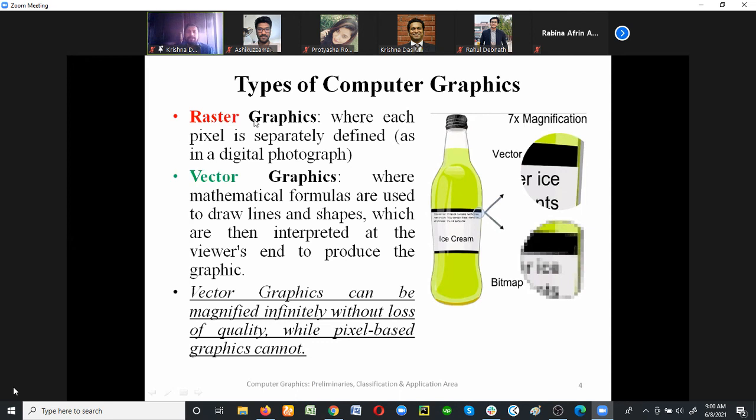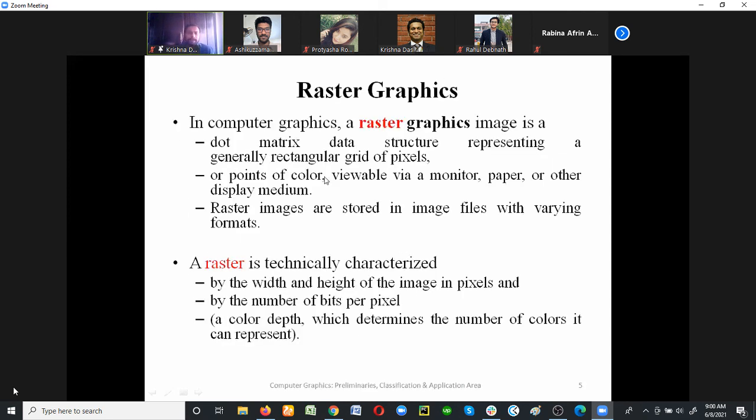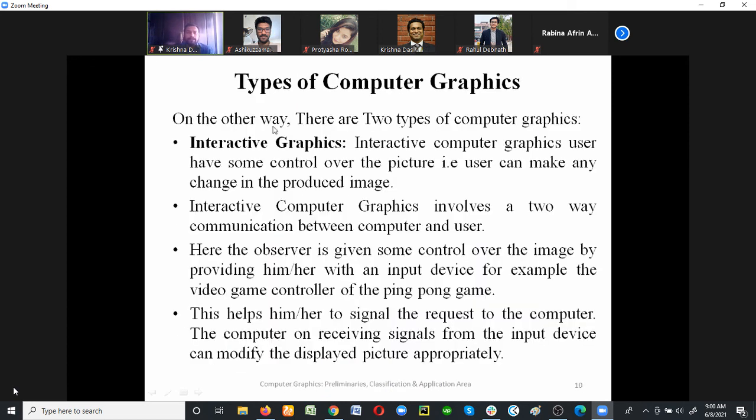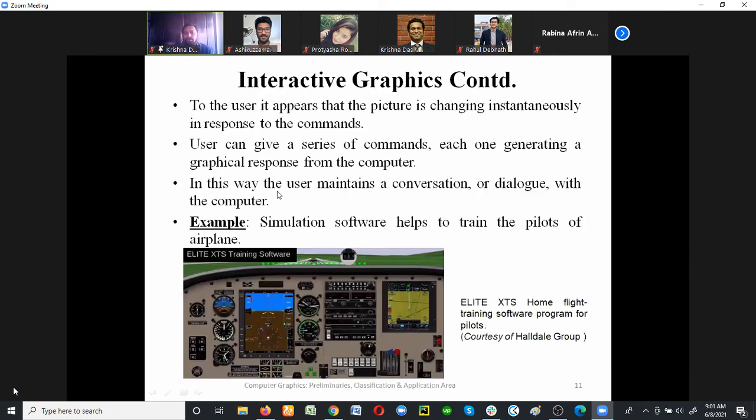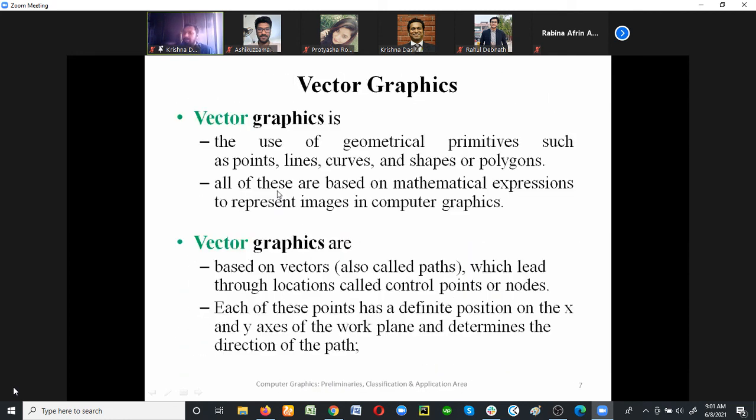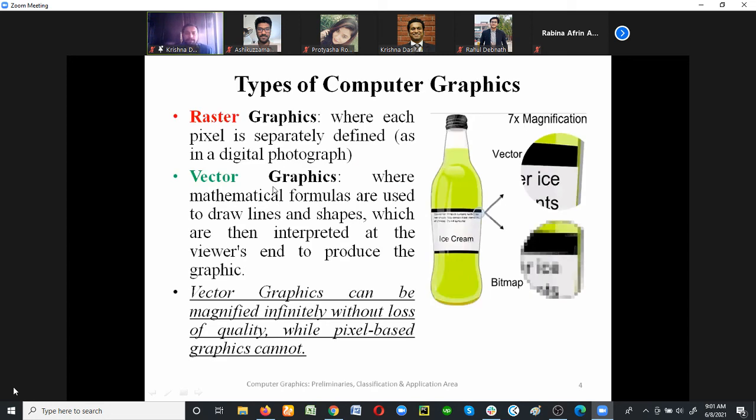On the basis of that, we can classify computer graphics in two types: raster graphics and vector graphics. Another classification is on the basis of the usability of the graphics: one is called interactive graphics, another is called non-interactive graphics. So these are the two ways in which we are going to classify computer graphics. For the first one, types of computer graphics by image generation technique, we said raster graphics and vector graphics.